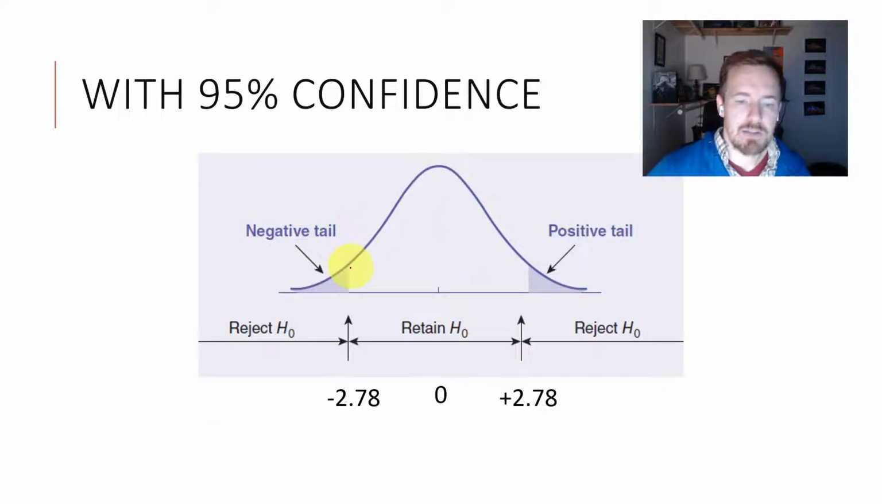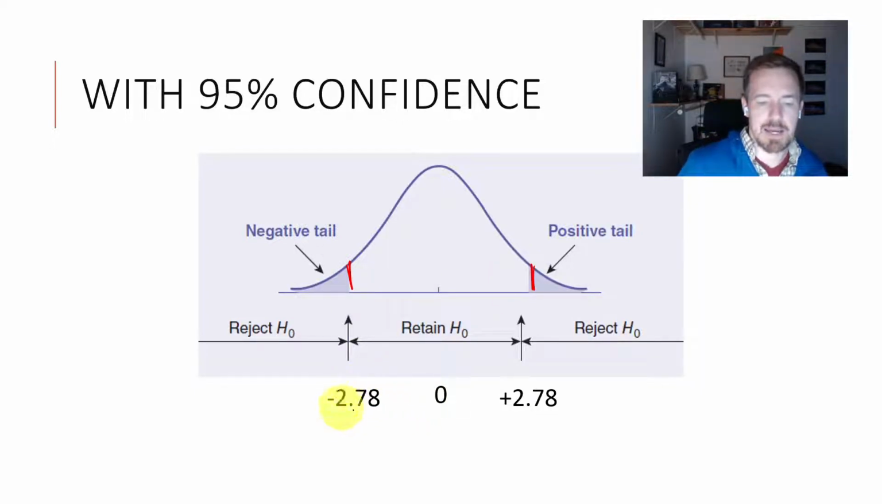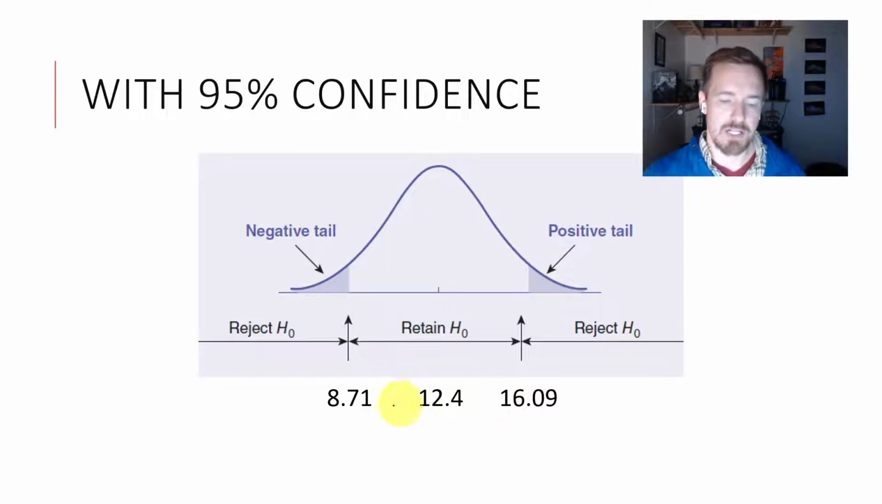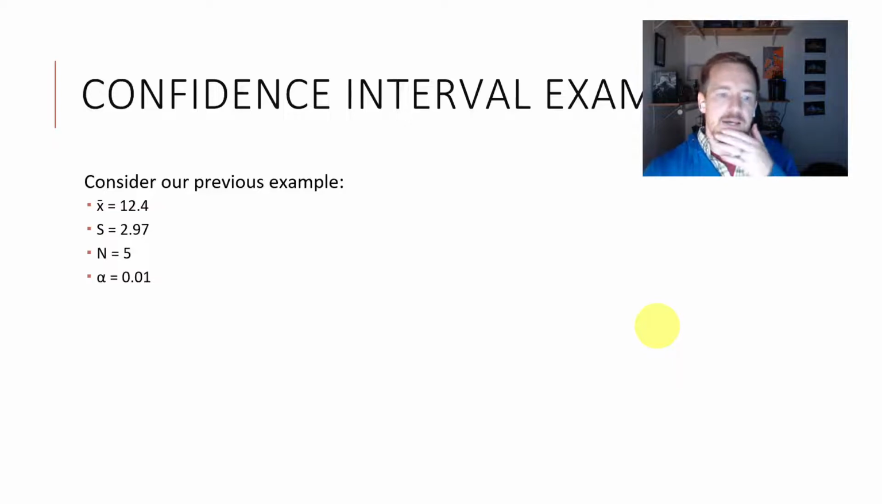So basically those values that we calculated represent these thresholds right here. We can think of them, if we want to, as a negative 2.78 t-critical and a positive 2.78 t-critical, or we can think about them as 8.7 or 16.09, because that 95% confidence interval basically transforms that into an interpretable, meaningful value instead of just t-criticals.